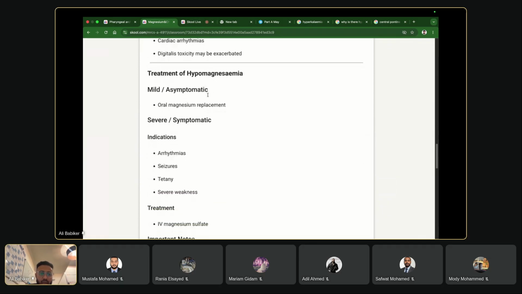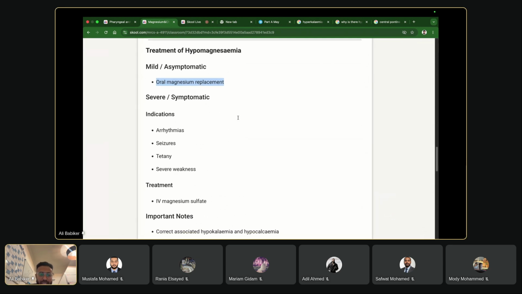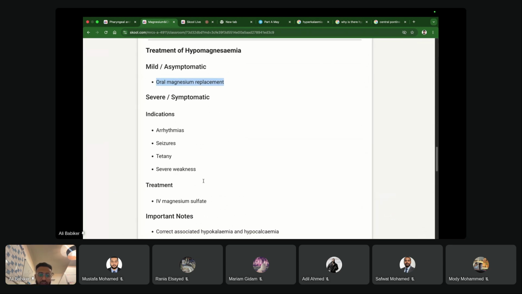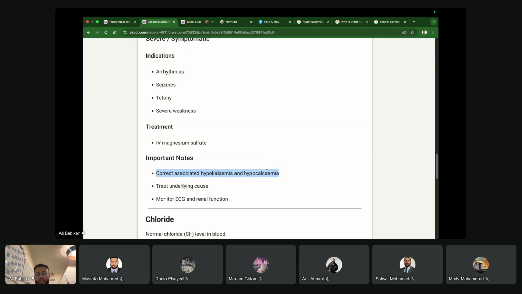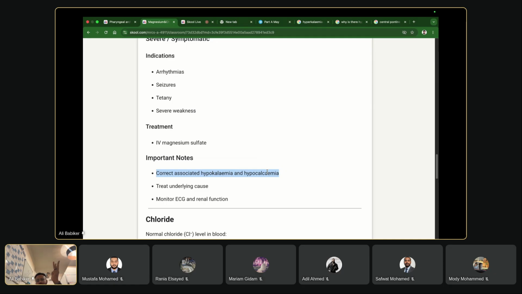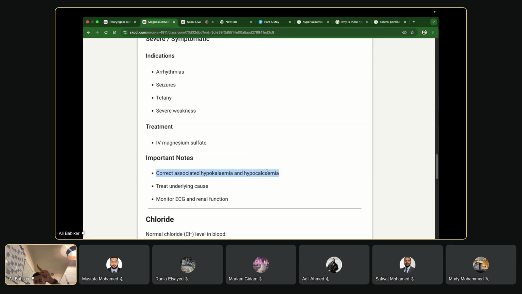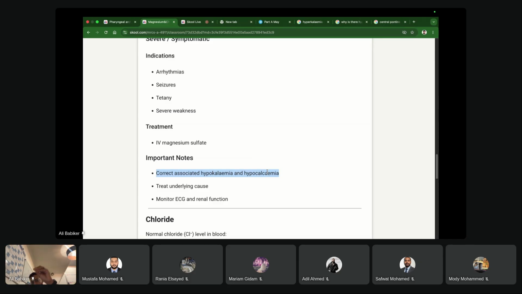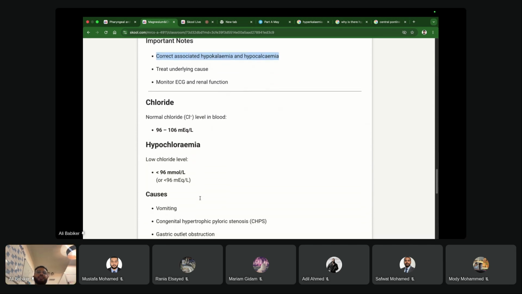Treatment of hypomagnesemia: oral magnesium replacement. If it's severe or symptomatic, like the patient has arrhythmia or seizure or tetany, then you give IV magnesium sulfate. Important note: correct associated hypokalemia and hypocalcemia. So think about magnesium, potassium, and calcium together. Whenever you find one of them low or high, you need to think about the others. And if you corrected any of them, you need to correct the others. Treat the underlying cause and monitor renal function.